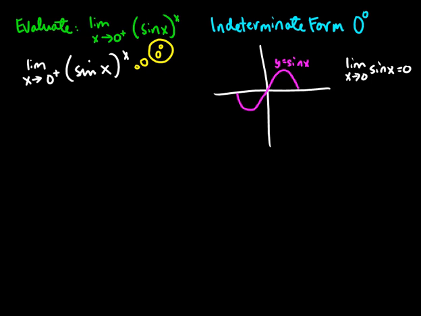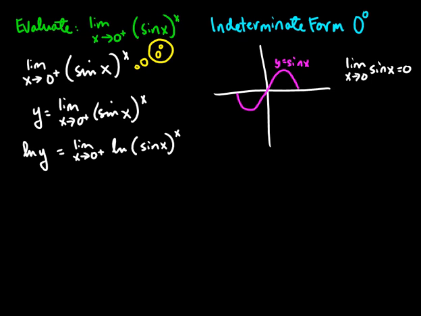So we're going to assume that the limit exists, and we're going to set it equal to y, like so. Then the next thing that we're going to do in these cases always is take the natural log of both sides. And you can't forget to take the natural log of both sides. Then, because we have the natural log of something to the x power, we can rewrite that by bringing down the exponent. And so we have the limit as x approaches 0 from the right of x times the natural log of sine of x.